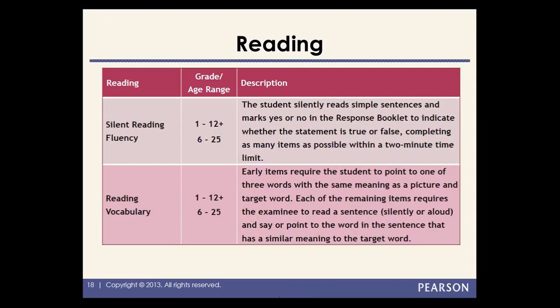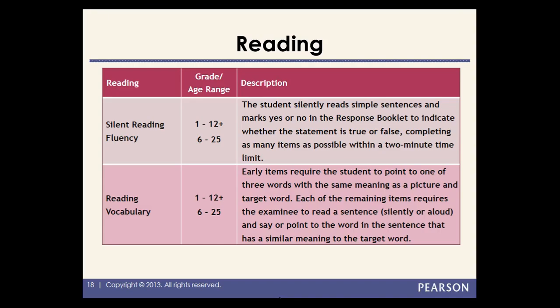The next 2 reading subtests are silent reading fluency and reading vocabulary. Now, these 2 tests are from grades 1 through 12 plus, so we're not looking at the young kids here, and it makes sense, right, when we're looking at these 2 specific subtests. But for silent reading fluency, the child is going to silently read a simple sentence and mark yes or no to indicate whether that statement is true or false. And they have a 2-minute time limit for that test.